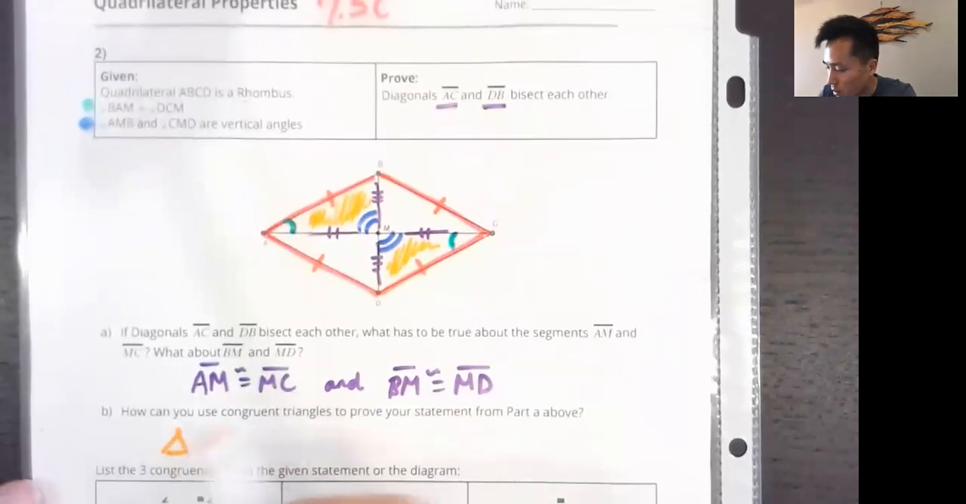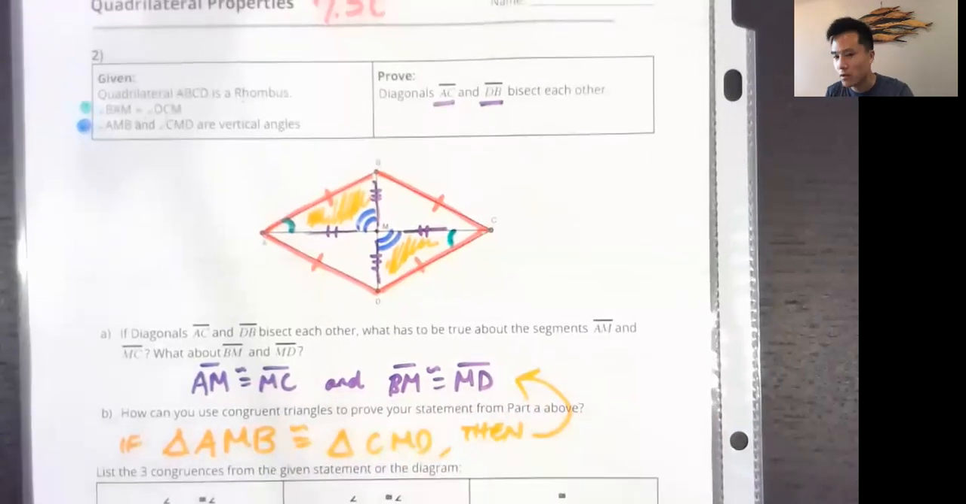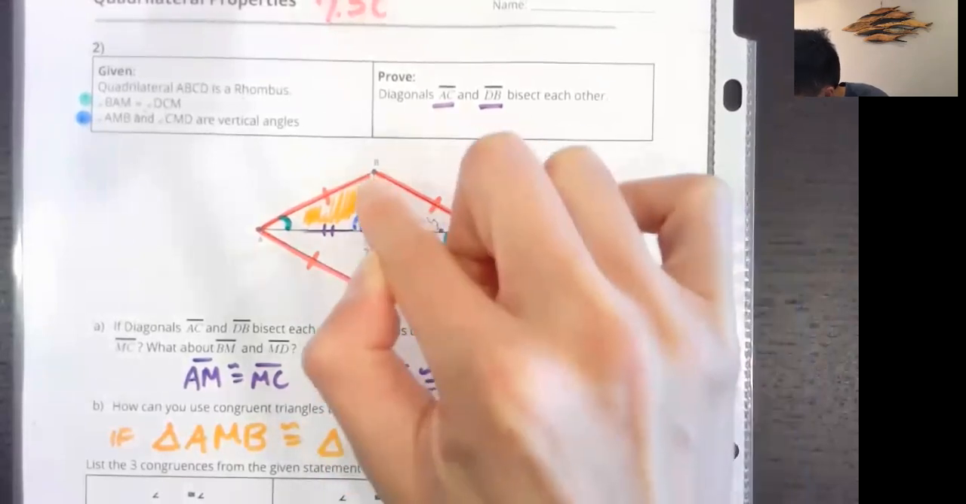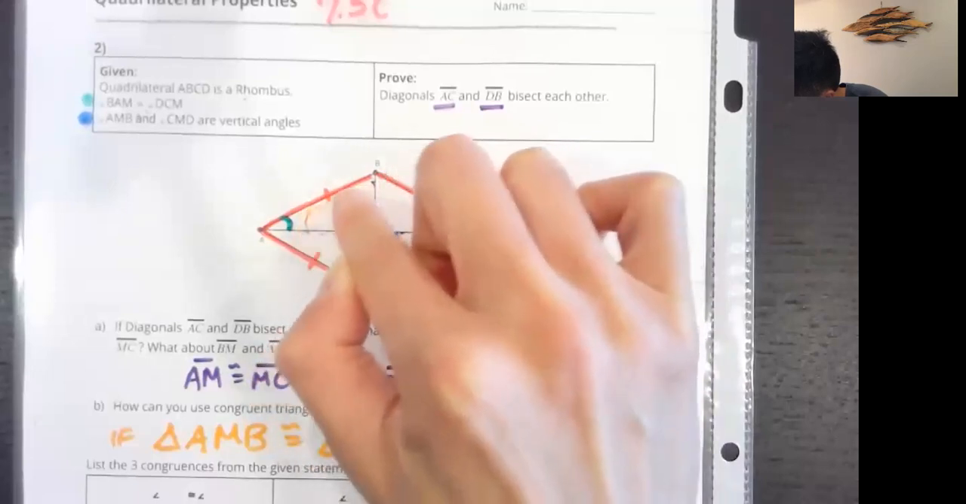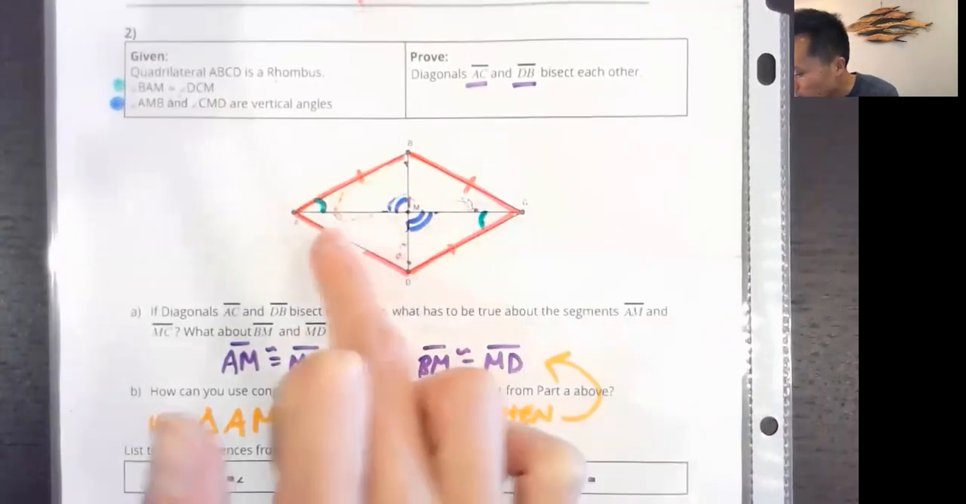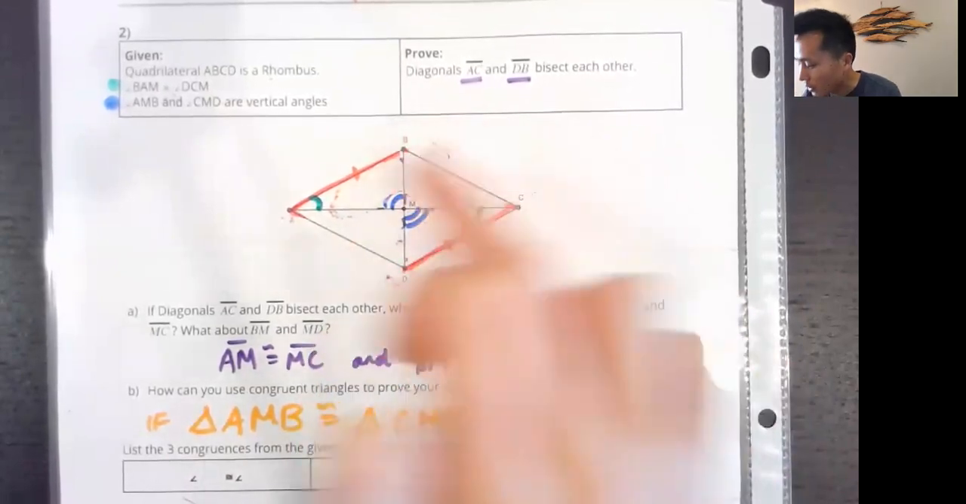So we want to prove that this top left triangle, triangle AMB, is congruent to triangle CMD. If that's true, then we can prove that part right there. Okay, so that's what we're trying to prove. I'm going to erase a little bit from this diagram so it doesn't get too confusing, and bring it back to the given information. We're only focusing on the top left and the bottom right triangles, so I'm even going to erase this side marking and this side marking, just so we can stay focused on the two triangles that we need.